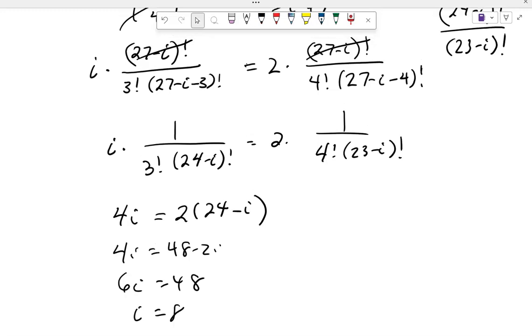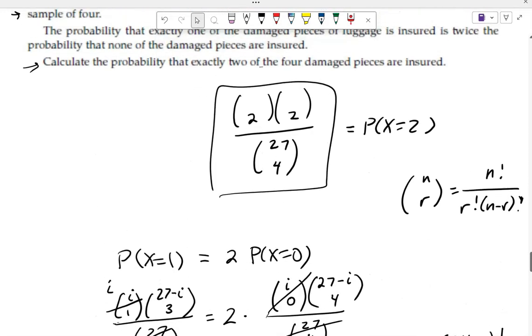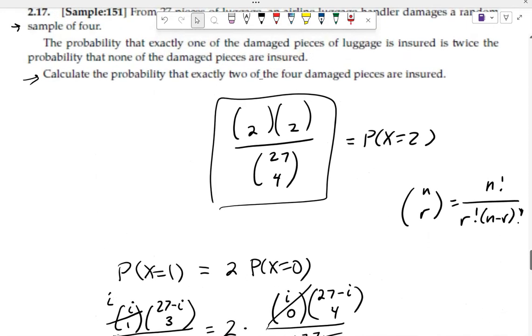Going way back up to the top where we set everything up. What numbers do you put in the tops now? How many are insured? 8. How many are not insured? 19.